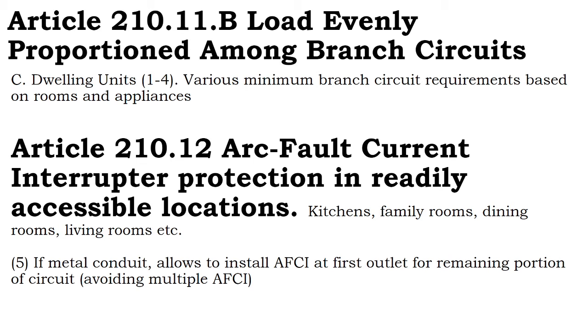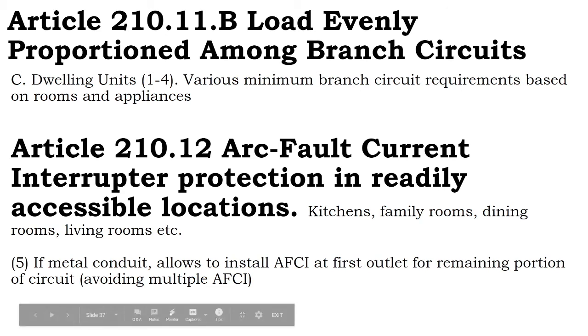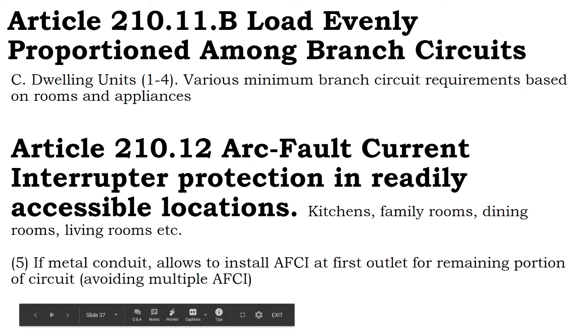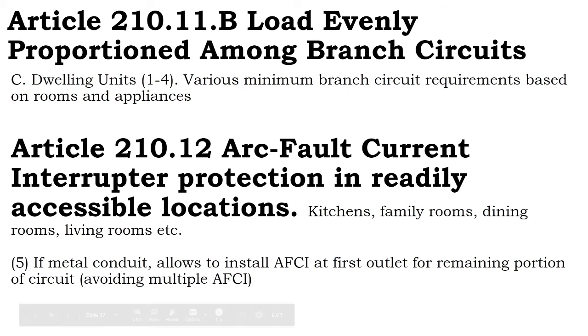Dwelling units, there are minimum branch circuit requirements for each room. Arc fault current interrupters: kitchens, family rooms, dining rooms. As far as bathrooms, now the latest update is it's within 6 feet of the bathroom itself. So now they're saying arc fault current interrupters on, say, the bedroom side of a bathroom, if it shares the same wall as a sink, for example.